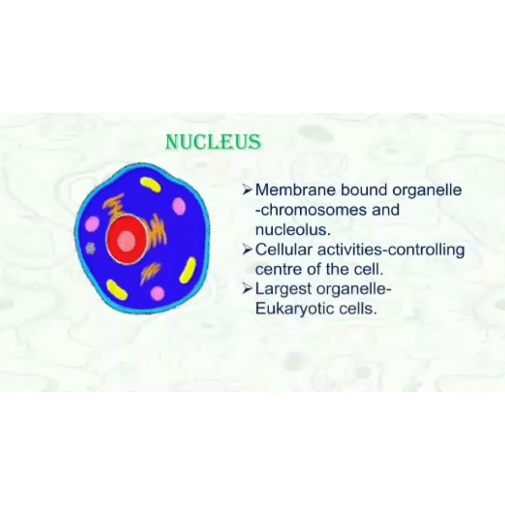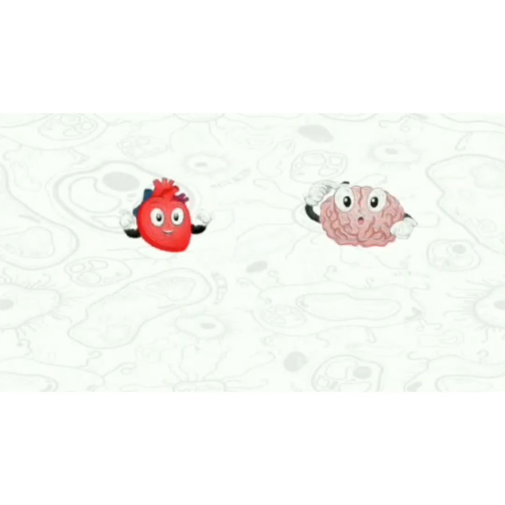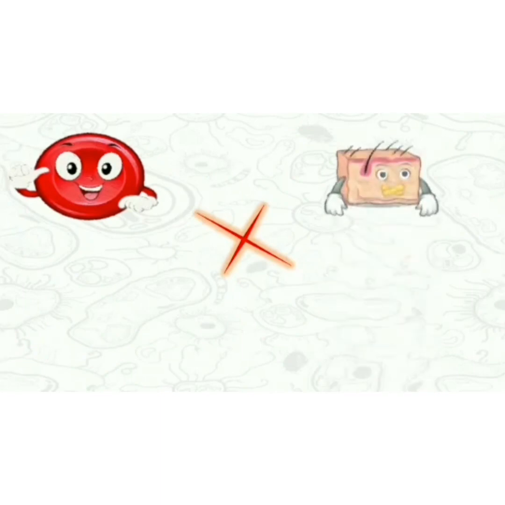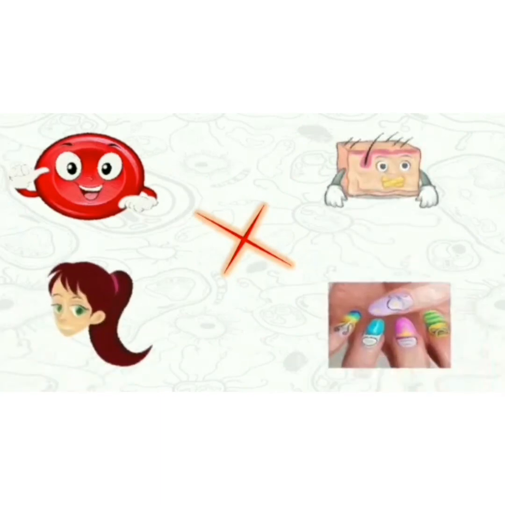Nucleus is the largest organelle of the cell and it's present in all eukaryotic cells. It functions as the heart of the cell. The nucleus acts as the brain of the cell. However, it is absent in RBC of man and cornified cells in the skin, hair and nail.